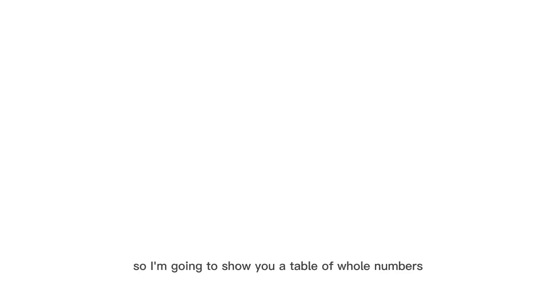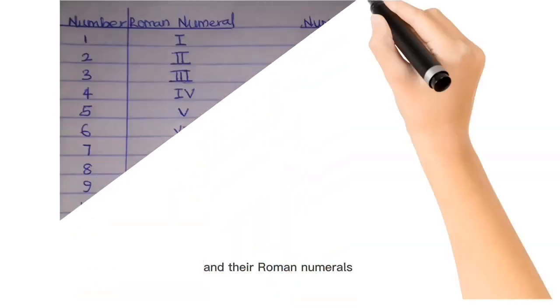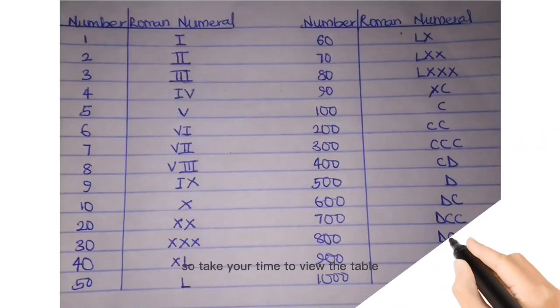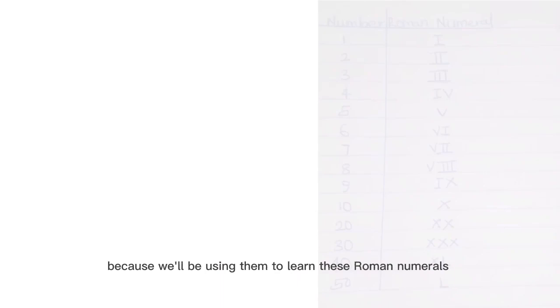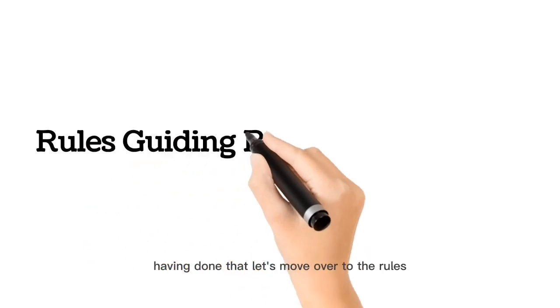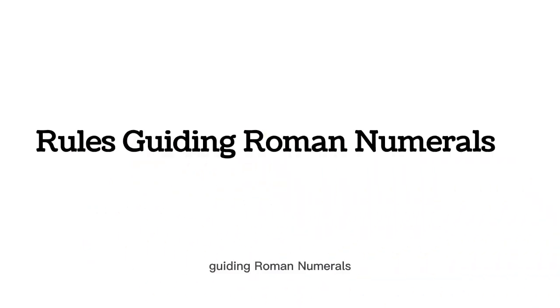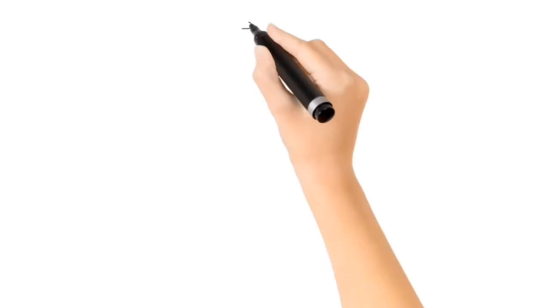So I'm going to show you a table of whole numbers and their Roman numerals, just a brief table. So take your time to view the table because we'll be using them to learn these Roman numerals. Now, having done that, let's move over to the rules guiding Roman numerals. There are three major rules that guide Roman numerals, and we're going to discover them one by one.